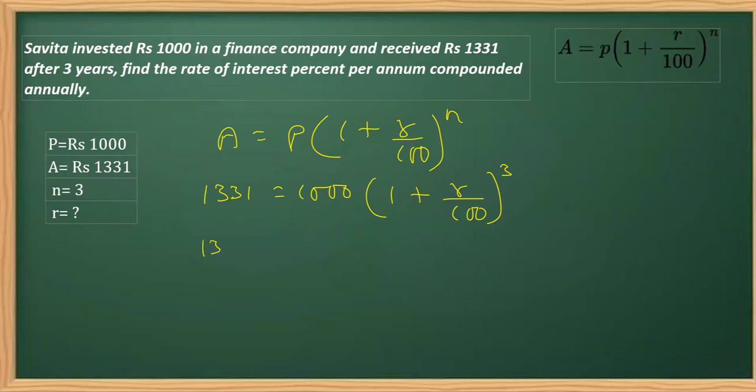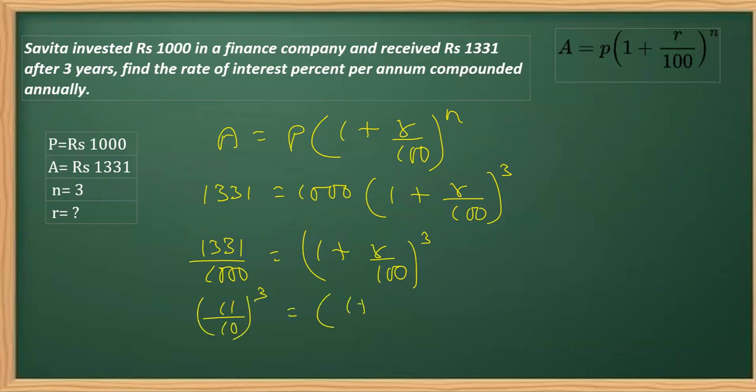Now, if I transpose this 1,000 to the other side, it should be divided. Now what you can see, we get (1 plus R over 100) raised to the power 3. In order to simplify this further, we must reduce it in terms of cube. You should know that 1331 is 11 cube and 1,000 is 10 cube. So this is (1 plus R over 100) raised to the power 3.